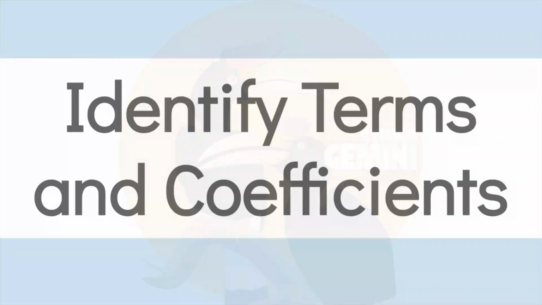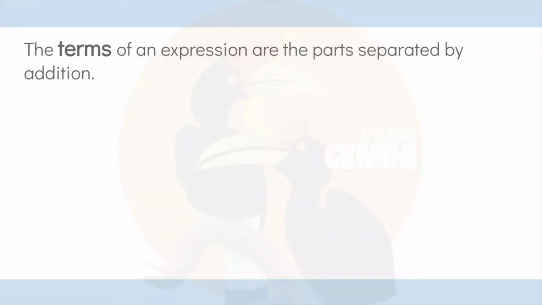Today, we will identify the terms and coefficients of expressions. To begin, let's look at the definitions of terms and coefficients. The terms of an expression are the parts separated by addition. For example, in 7 plus 2b, the terms are 7 and 2b.